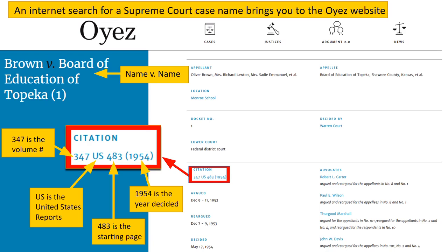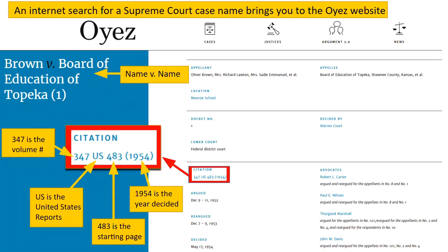For example, a search done on the internet for Brown versus Board of Education brought up this page. From this web page, it is necessary to locate this information and write it in the same order and format: name versus name, volume number, U.S., page number, year in parentheses, and URL. Name versus name is Brown versus Board of Education of Topeka. Volume number is 347. U.S. lets us know that this has been published in United States Reports. Page number is 483. Year is 1954.